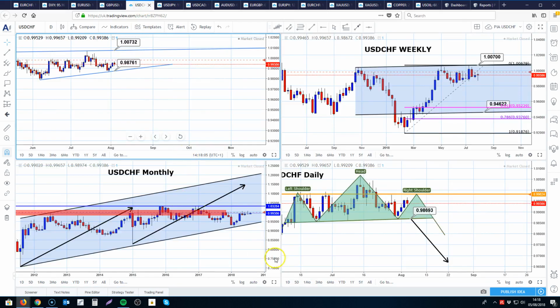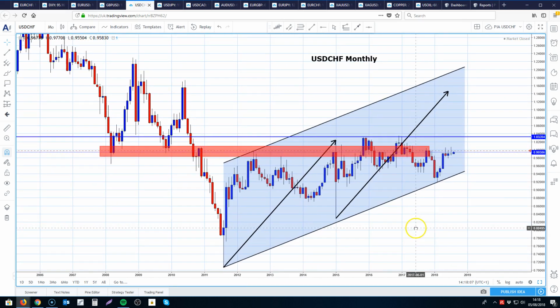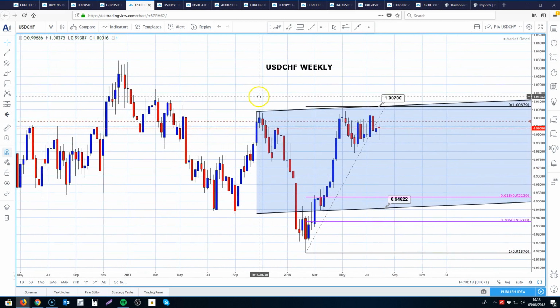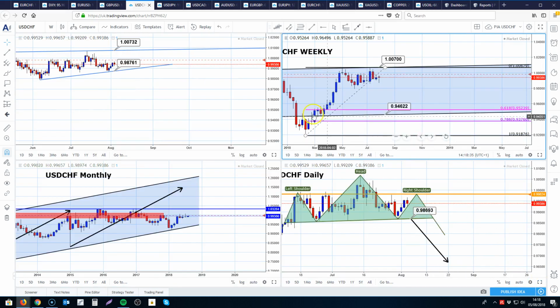Dollar Swiss in a large bullish channel formation. Again, 3 months of little net change, spikes in both directions, making obviously intraday trading quite difficult. If we go to the weekly chart, again we can see that period of consolidation. If we move to the downside, then 94.70, 95.20 is quite an important support zone to target.